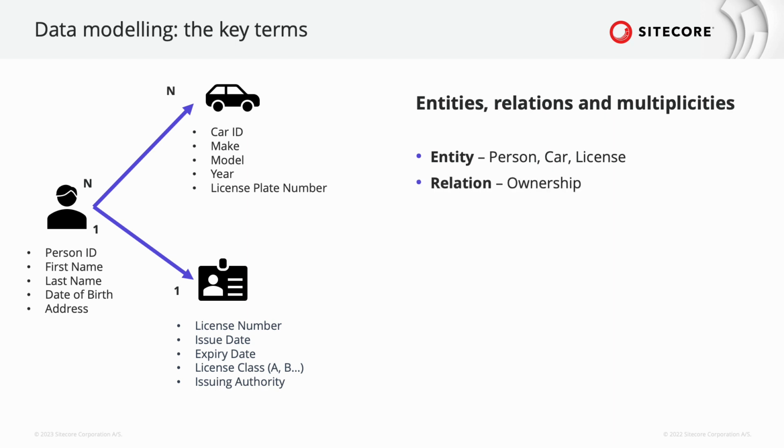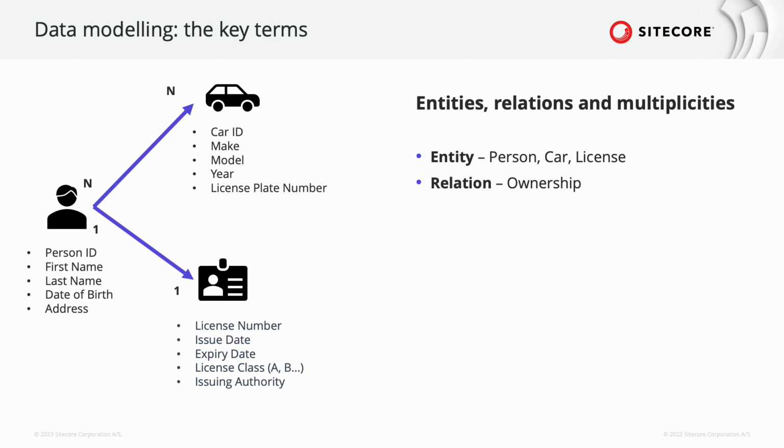Relations. In our case, the relation is actually the ownership, but it can be just a connection between two entities. So in our case, a person owns a car, a person owns a license for driving that car. So in our case, this relation would be ownership, but it can be just a connection.